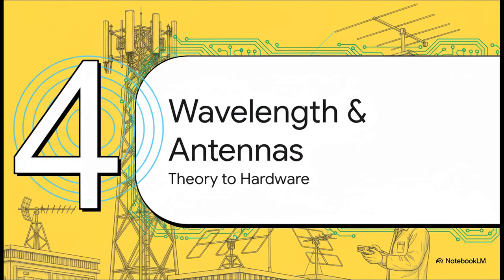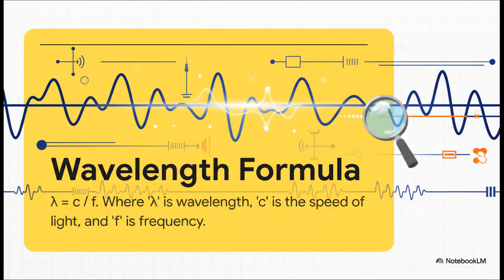All right, this next part is where the rubber really meets the road. This is where we see how an invisible, theoretical concept like wavelength has a direct impact on the real, physical hardware that you're going to be installing on towers and rooftops. This is where theory gets real. And it all comes down to this one simple but incredibly powerful formula. Wavelength, that's lambda, equals c, the speed of light, which never changes, divided by f, the frequency.